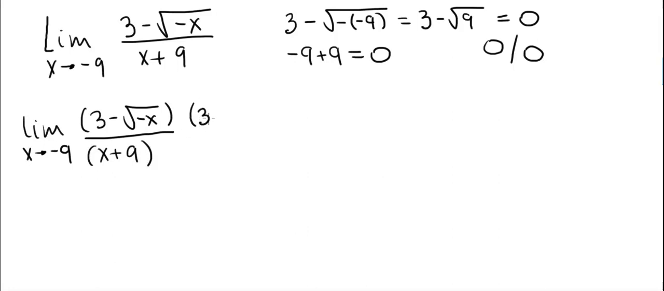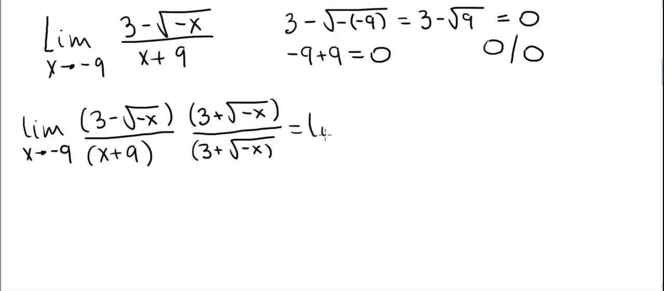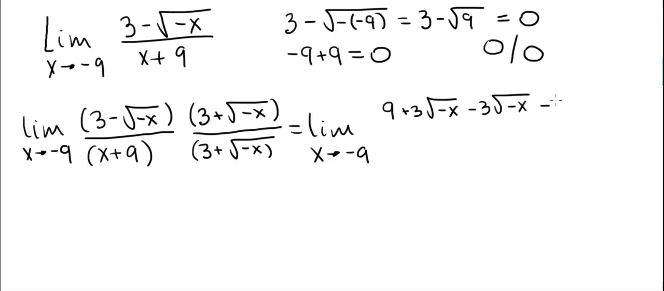So the conjugate of the numerator is 3 plus the square root of negative x. We must divide it by itself, not to change the problem, so that's what we end up with. This is equal to the limit as x goes to minus 9. The numerator: 3 times 3 is 9, plus 3 times the square root of negative x. Then we have negative square root of negative x times 3, which is minus 3 times the square root of negative x. And then minus square root of negative x times plus square root of negative x will be minus, the square roots cancel and you just have negative x.